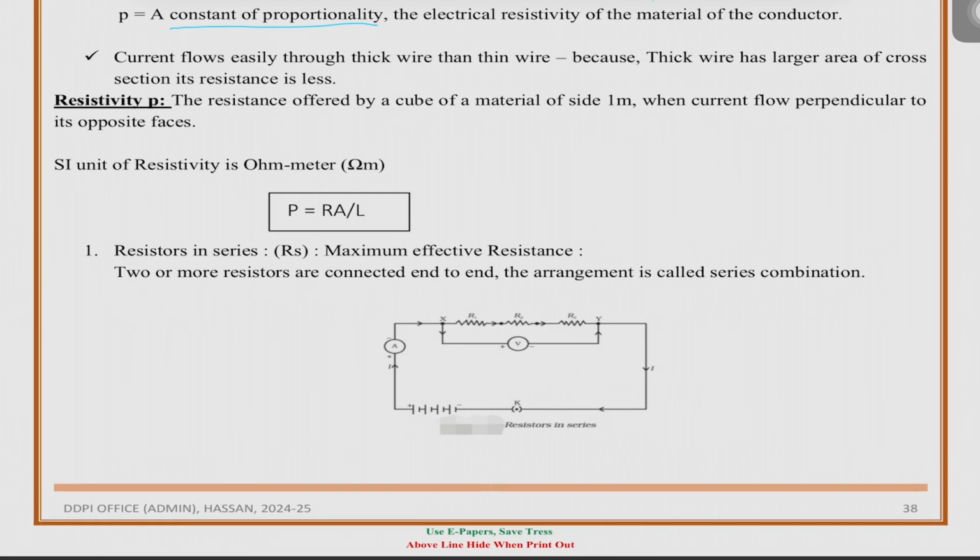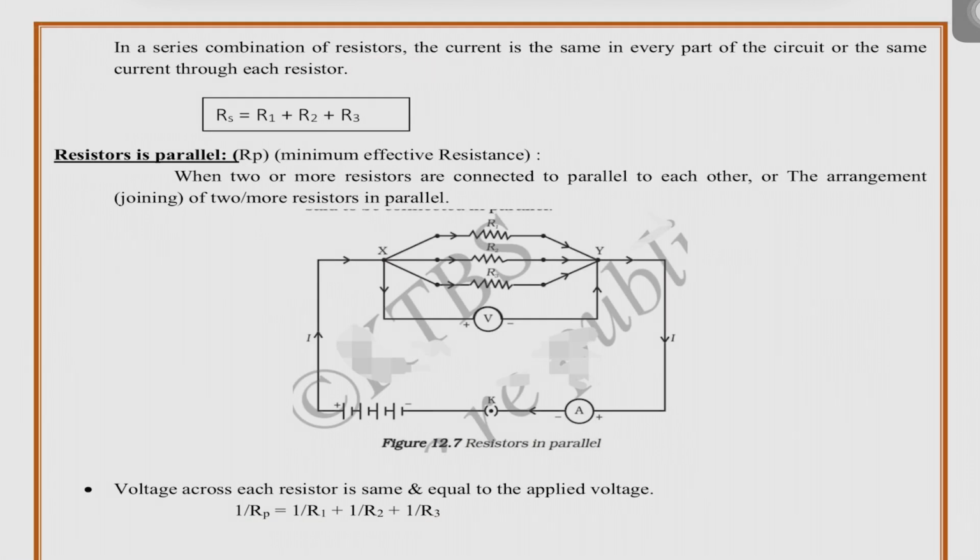The effective resistance is maximum when the resistors are connected in series, because the effective resistance, we take it as the sum of individual resistors. Two or more resistors are connected end to end. The arrangement is called series combination. In a series combination of resistors, the current is same in every part of the circuit. So the formula to find the effective resistance when the resistors are connected in series is R1 plus R2 plus R3.